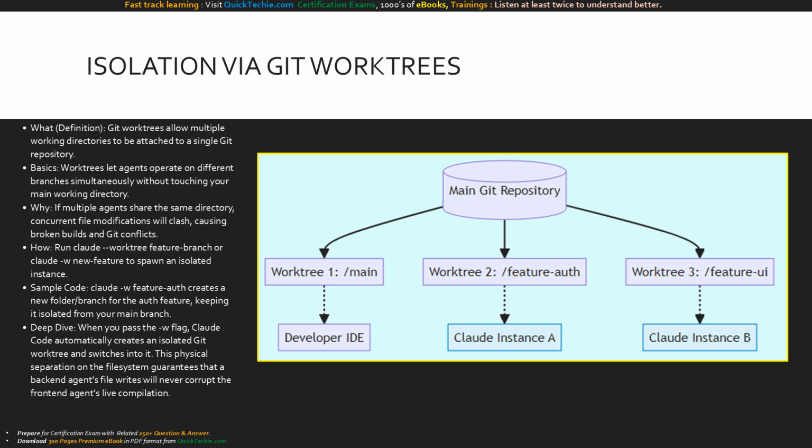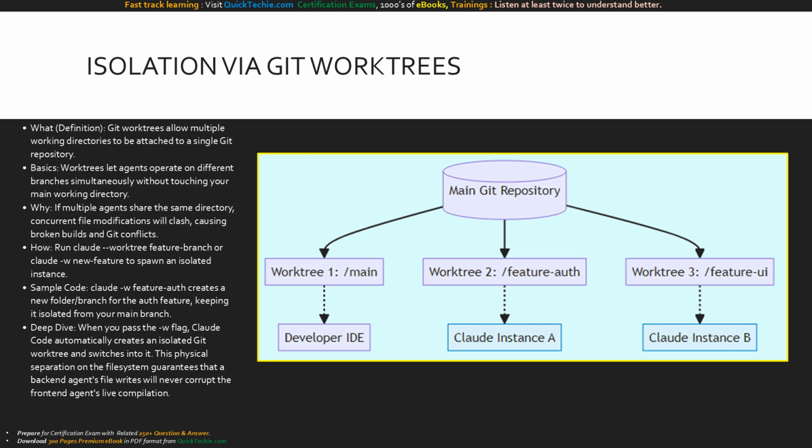To successfully run multiple agents, we must enforce isolation. This brings us to Git worktrees. What are they? They're a Git feature that allows multiple working directories to be attached to one repository. The basics: they give each agent its own sandbox. Why is this absolutely critical? If you have two Claude instances sharing the same directory, their file edits will collide, resulting in corrupted code and Git conflicts. How do we solve this?